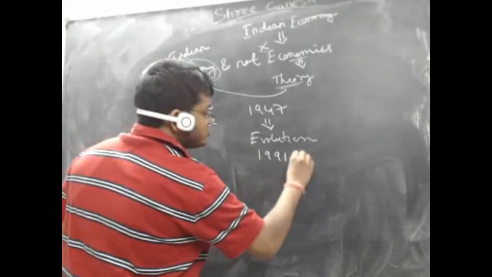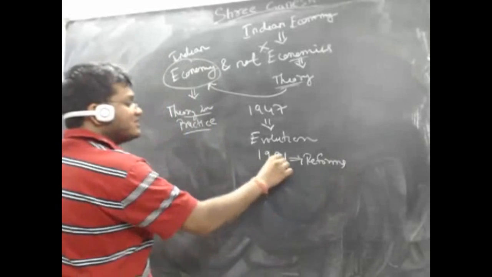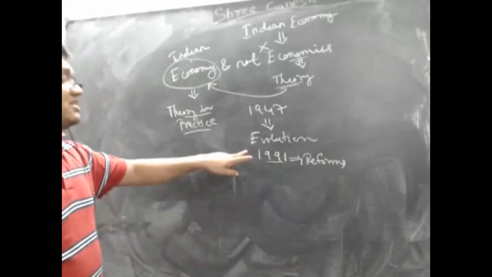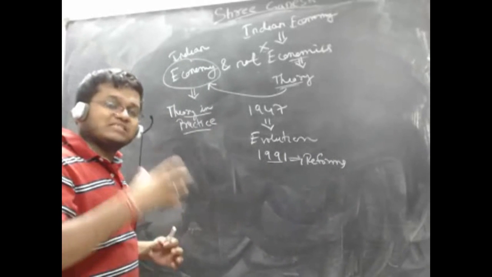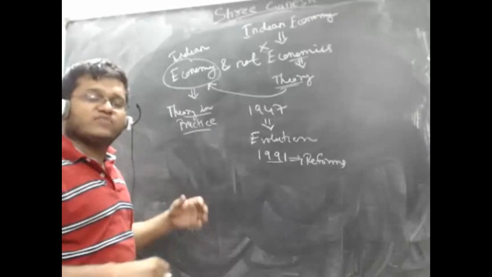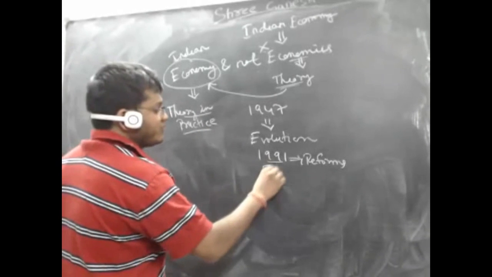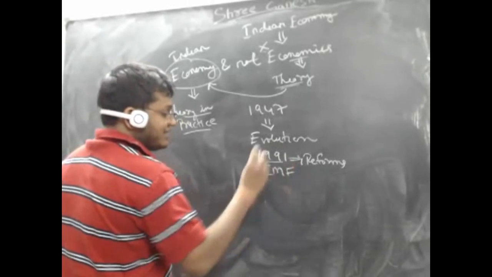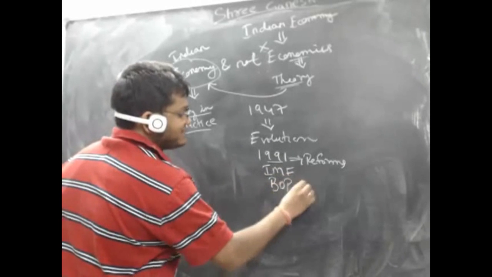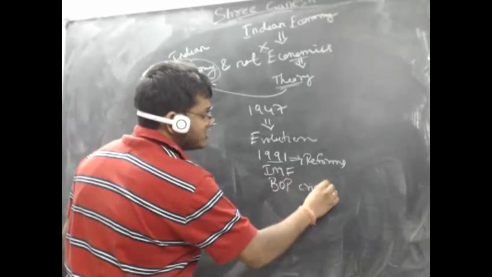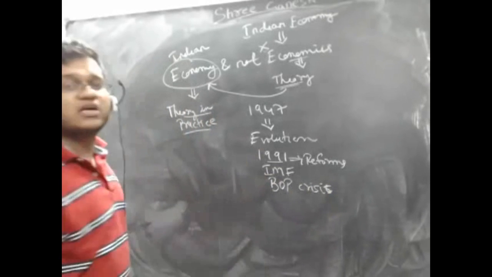Major reforms took place in 1991. So we will study what these reforms were, whether they were made by a democratically elected government, or specifically by Indian economists, or whether they were forced upon us. When I come there, I will discuss that these reforms were forced upon us by the IMF, the International Monetary Fund. Okay, we were facing a balance of payment crisis, that is, we did not have enough foreign exchange reserves. As a result, they imposed some of the reforms upon us.